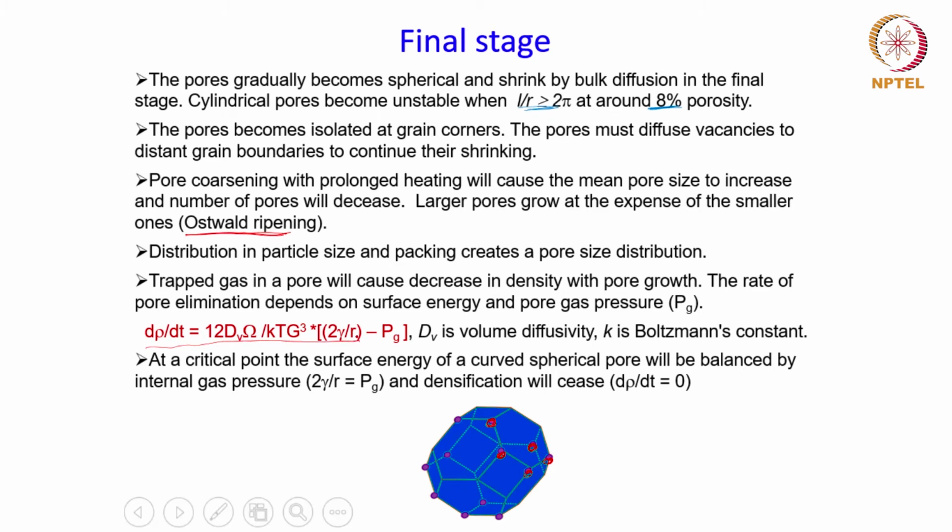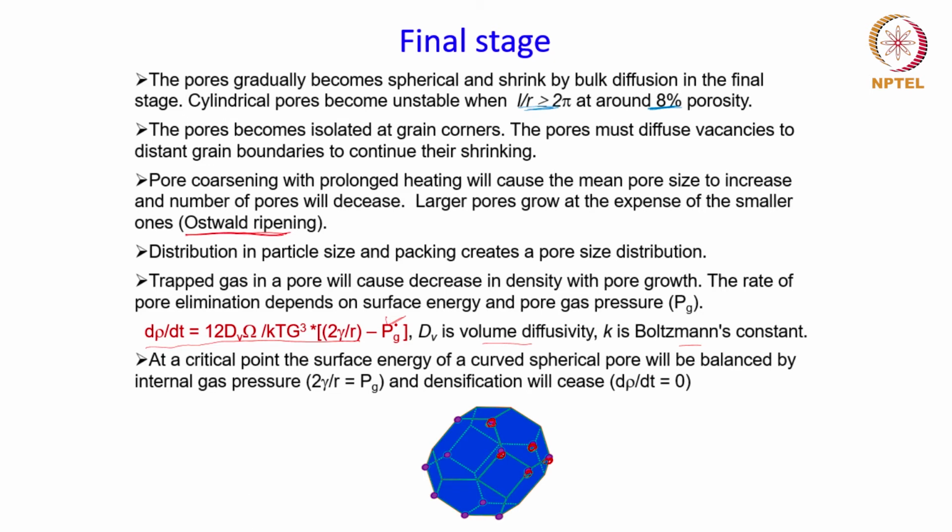Where d rho by dt is the densification rate and D_V is the volume diffusivity and K is Boltzmann's constant. Okay, so here you can see that it is dependent on the gas pressure of the trapped gas. Okay, so because of this, there is a limitation on the final densification which can be achieved in conventional sintering, which is done in air atmosphere without any evacuation or any vacuum.